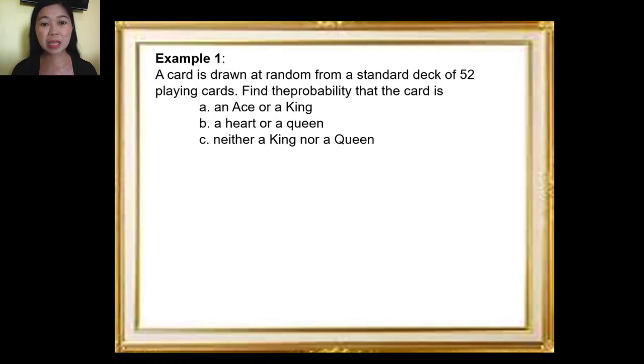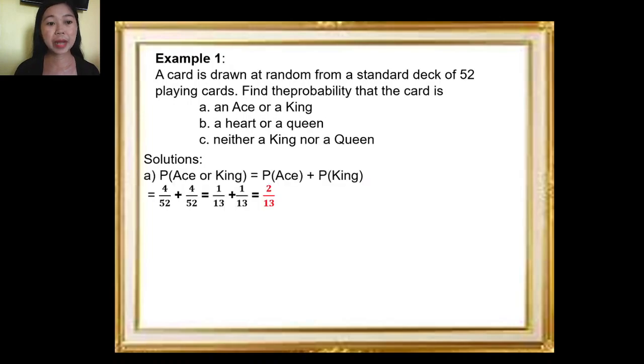So let us apply the formulas that I have presented to you a while ago. Paano ba natin kukunin yung probability ng ace or a king, probability of heart or a queen, or the probability that neither a king nor a queen? So let's have these solutions for this. So for letter A, the probability of ace or king is equal to the probability of ace plus the probability of king. Since we have 52 playing cards, that will be our denominator, the total elements in the sample space.